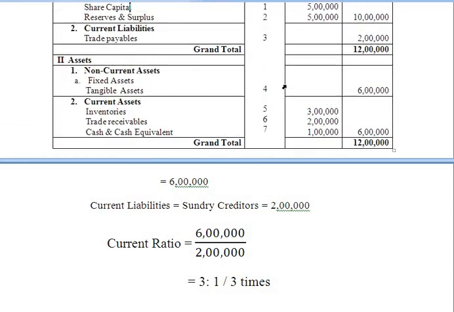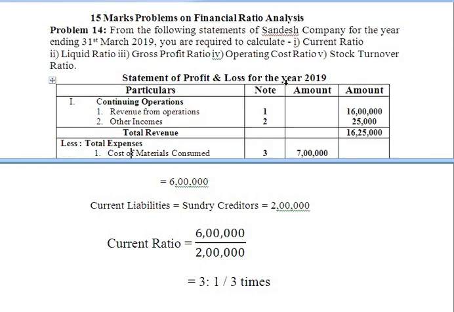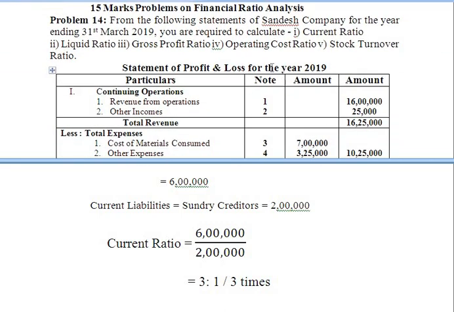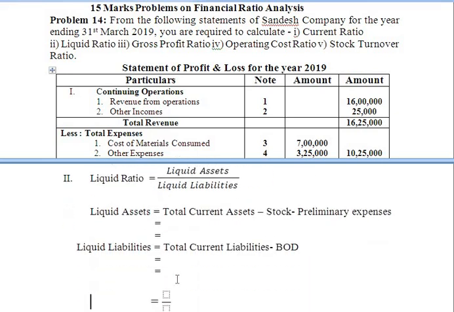After current ratio, which is the next ratio? Check in the problem. See here, first paragraph of the problem. The second one is liquid ratio. So right here, liquid ratio. What is the formula of liquid ratio? Liquid ratio is equal to liquid assets divided by liquid liabilities.